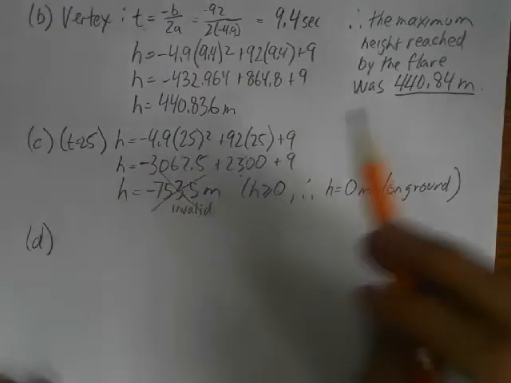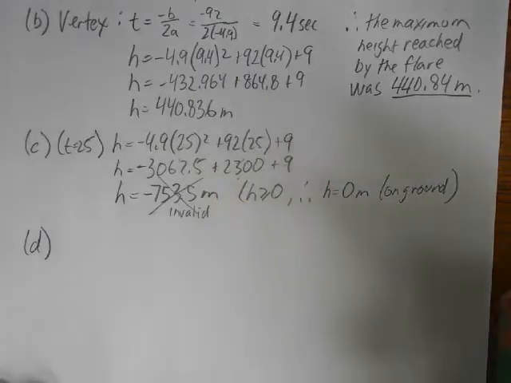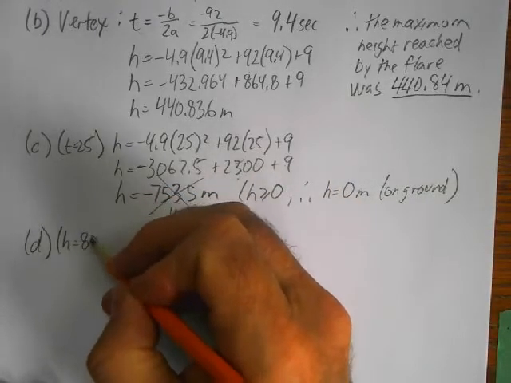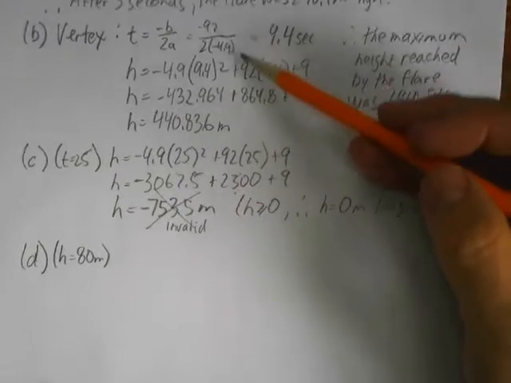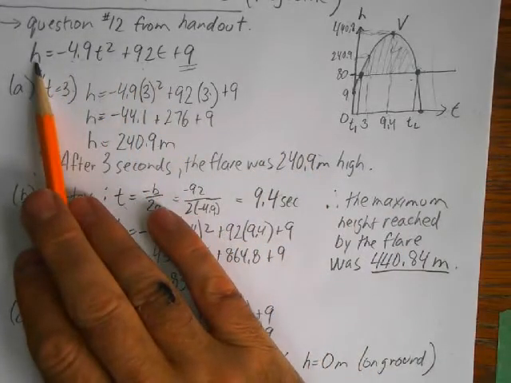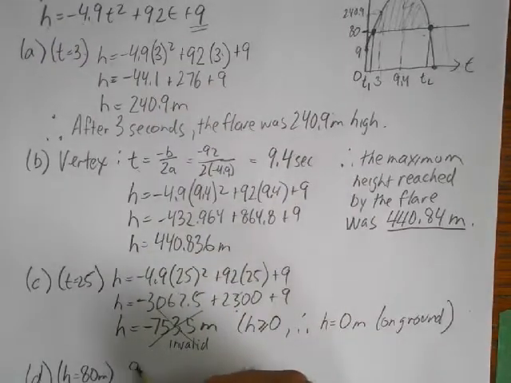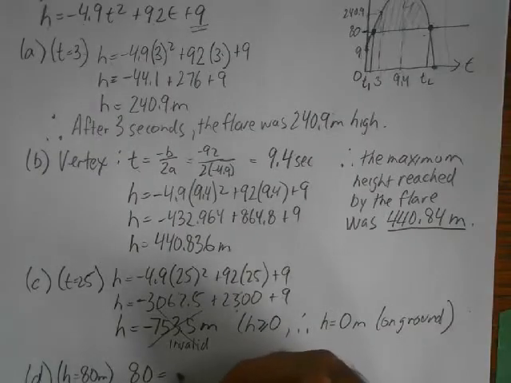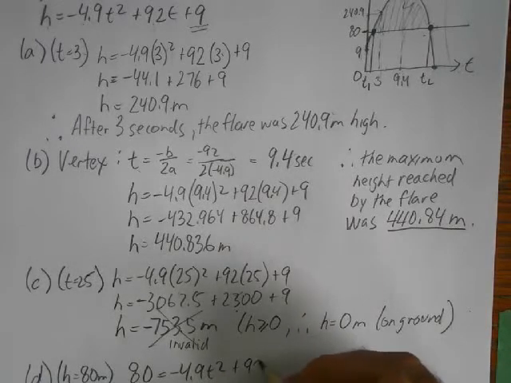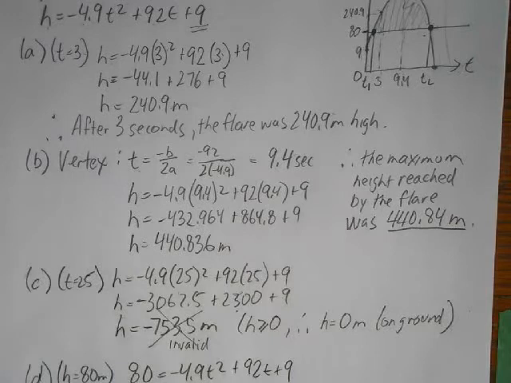Okay, so again, what do I know here? I know that the height is 80 meters. So I go back to my equation, and I'm going to set the height equal to 80. That means 80 is equal to negative 4.9 t squared plus 92t plus 9. And this is a solving equation, so we're not finding the vertex here. We're solving the equation.